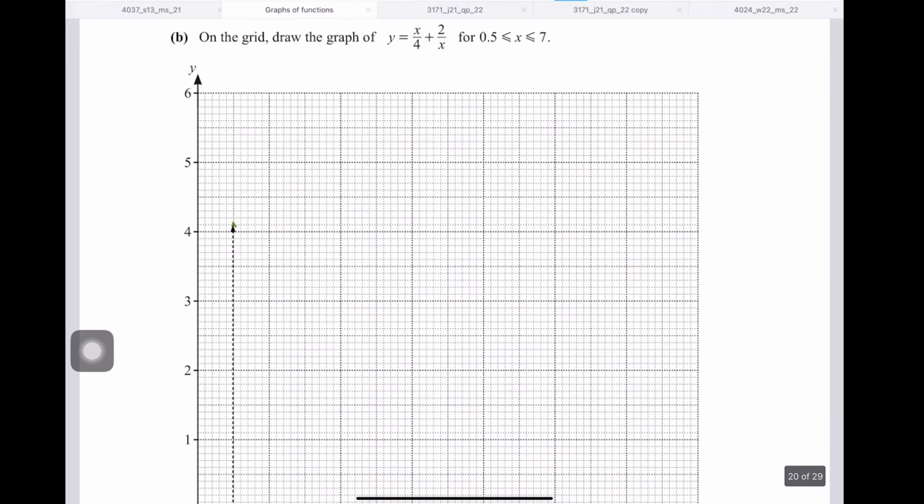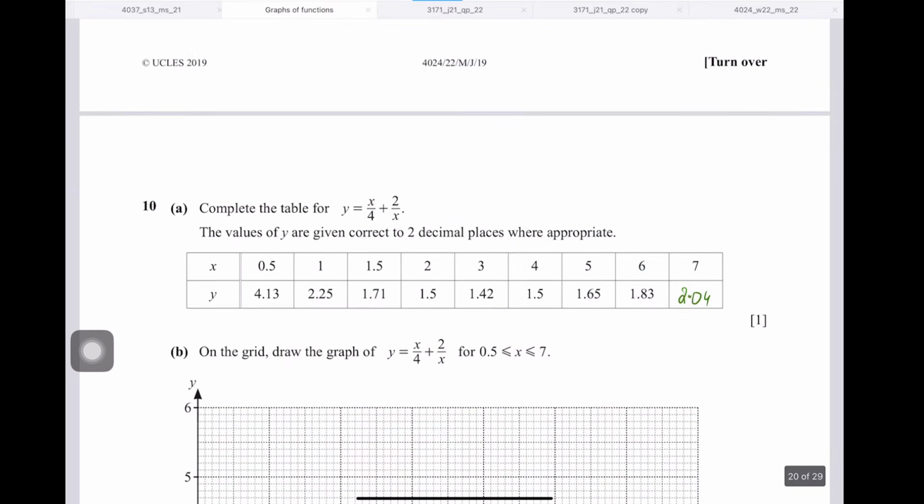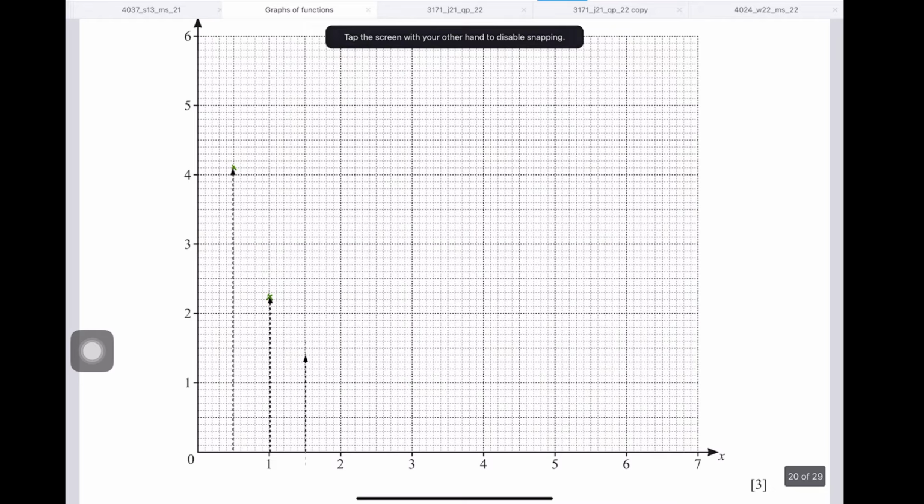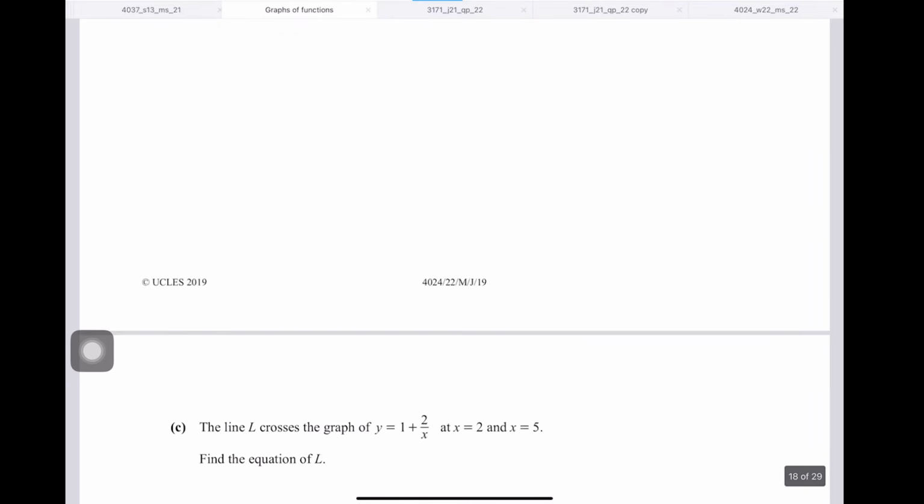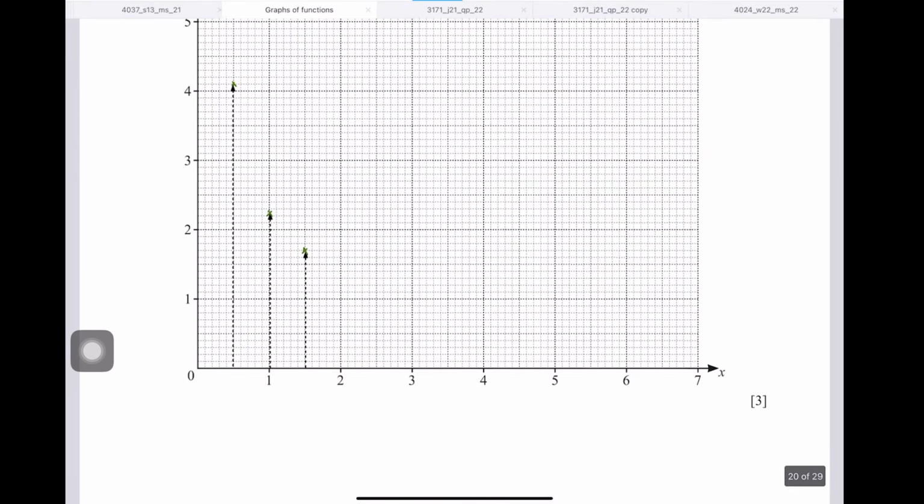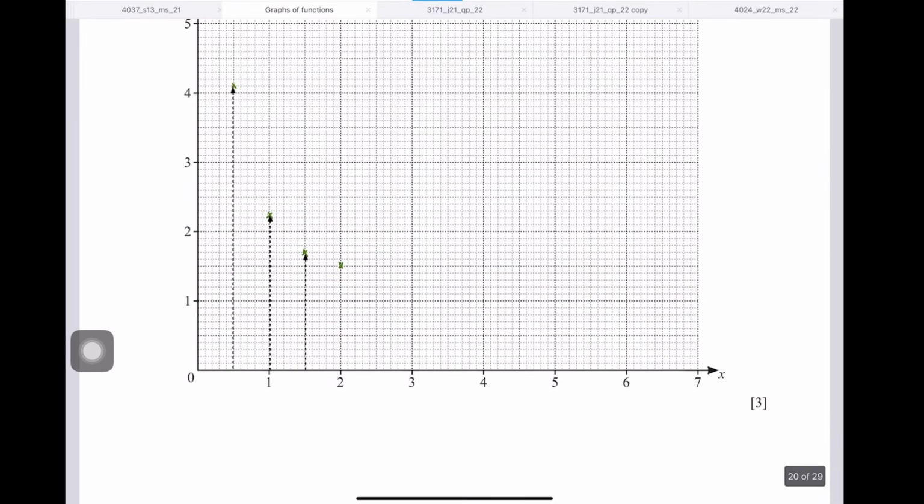And then you have 1 and 2.25. So here's 1, here's 2, 2.1, 2.2, 2.3. In between 2.2 and 2.3, we'll find 2.25. And then at 1.5, it's 1.71. So here's 1.5, here's 1.6, here's 1.7. So there you go. And then at 2, it's 1.5. So that's pretty easy to mark, thankfully. And then at 3, it's 1.42.